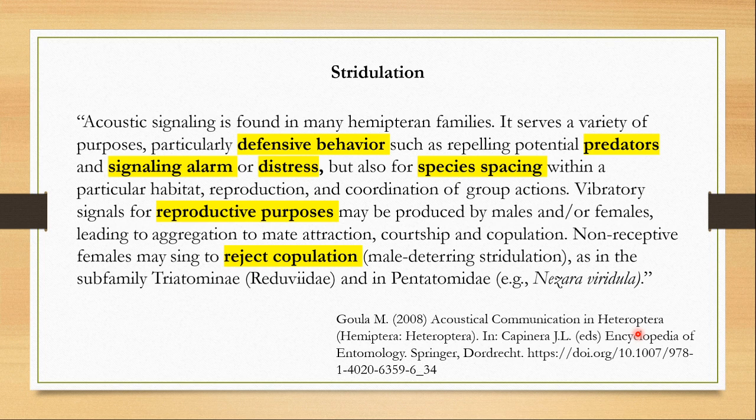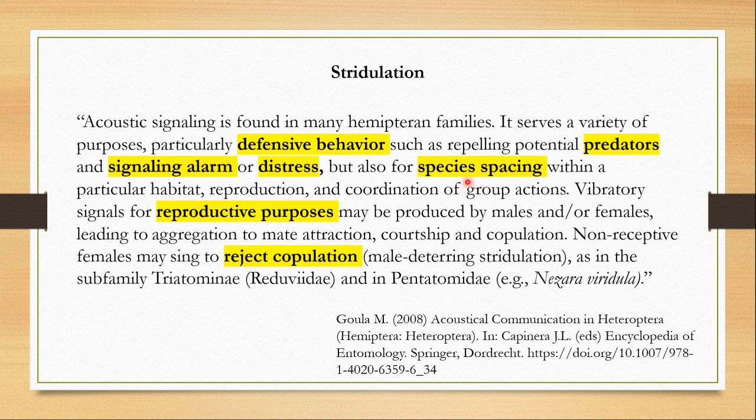Let's talk about stridulation. We have already talked about stridulation in order Orthoptera, where the males make the sound to attract the female. In Hemiptera, stridulation is also a very important character, but here the acoustic signaling is not meant only for attracting the females. It can have many other purposes. It can be of defensive behavior. They make a strong sound which can repel their potential predators. It can be a cause for signaling alarm or distress.